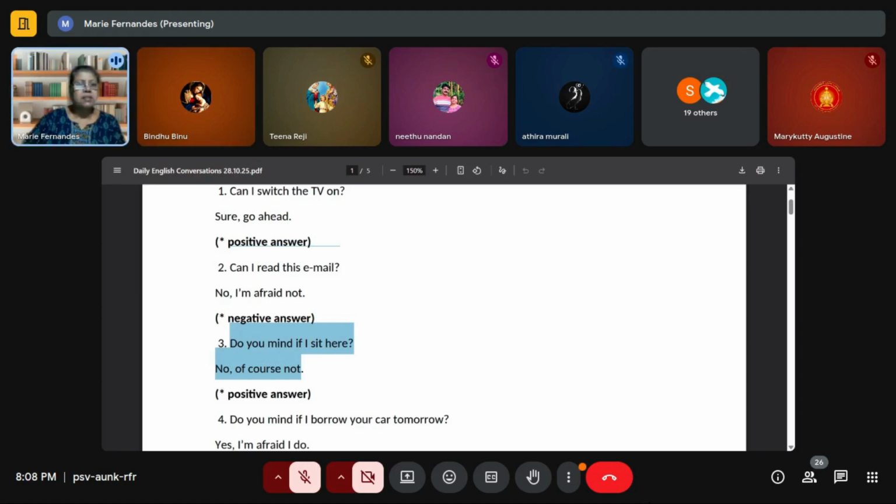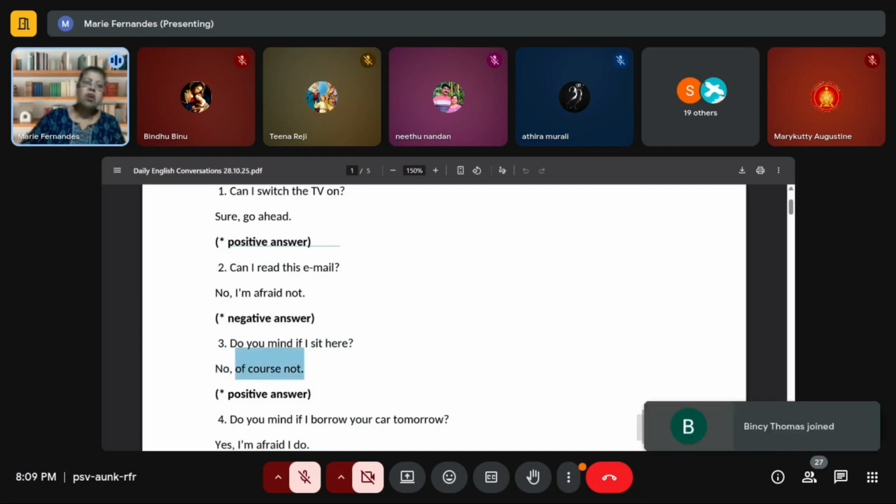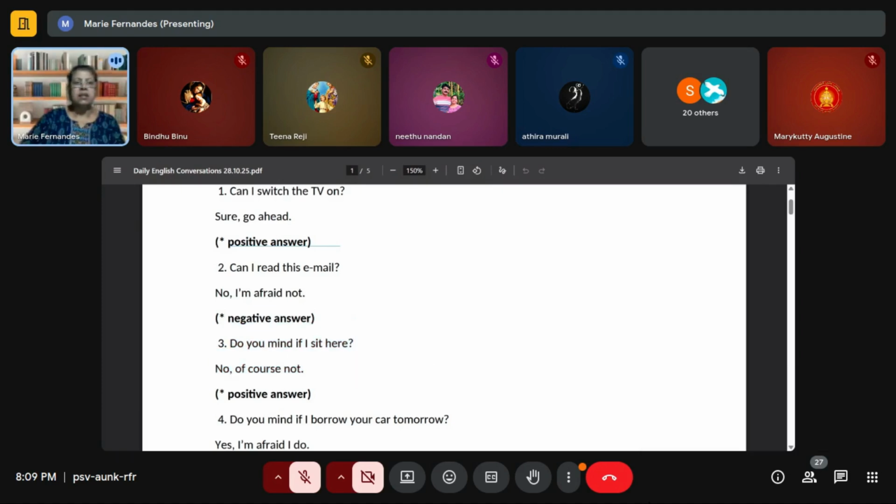Do you mind if I sit here? No, of course not. Now, when I say no, of course not, it is a positive answer. That means I do not mind if you sit here. Do you mind if I sit here? No, of course not. Don't get confused when the answer is no, of course not. It doesn't mean that. It means that you can sit here.